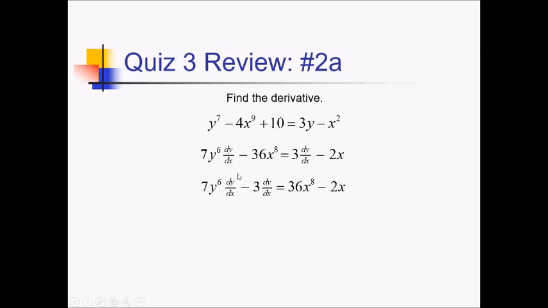Next, on the left side, I can factor out a dy over dx, leaving me with 7y to the 6 minus 3 inside. And now I'll just divide by 7y to the 6 minus 3 to get it over on the other side, which gives me this final answer.